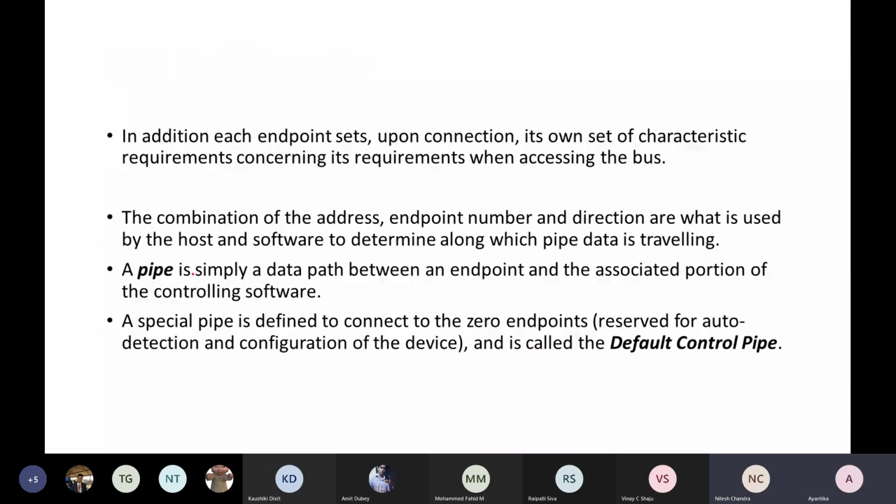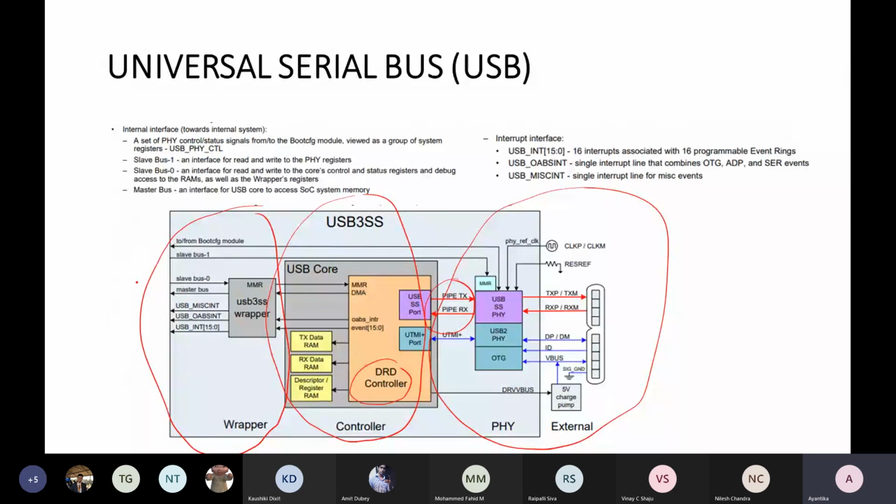Okay. Next one is the pipe. Pipe is simply the data path between an endpoint and the controlling software, through which the communication is taking place. You may see when we talked about the layout, that is why this communicating path is mentioned as a pipe. Especially in the case of SuperSpeed USB, these terms are associated.